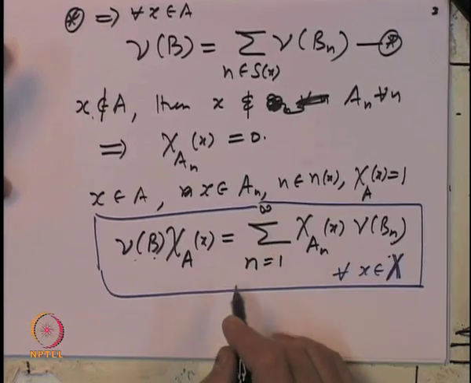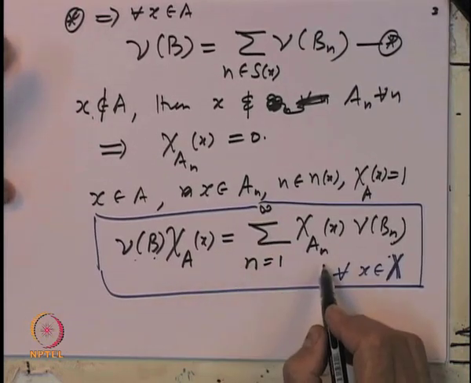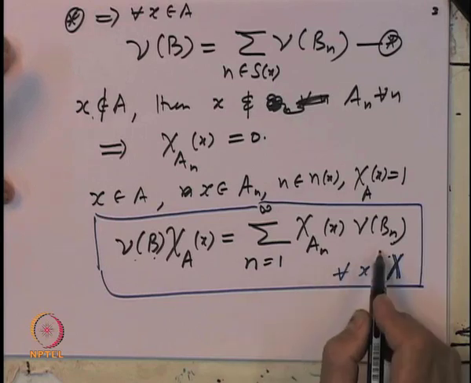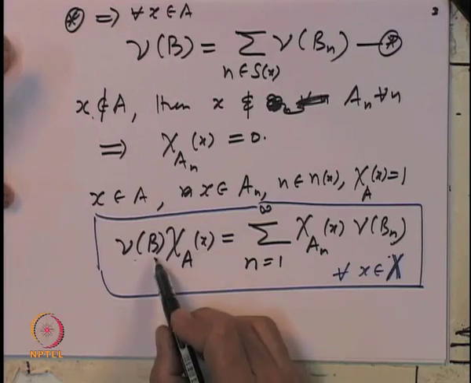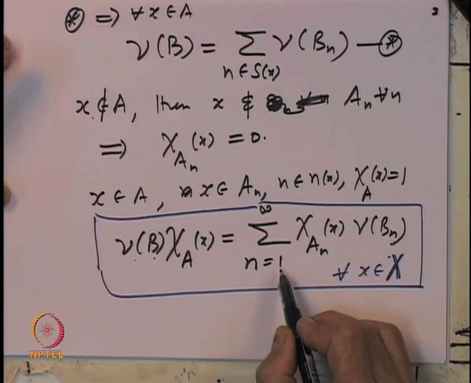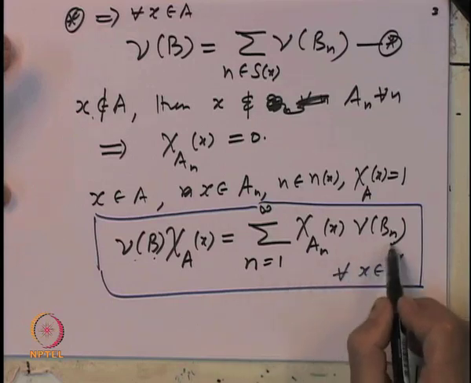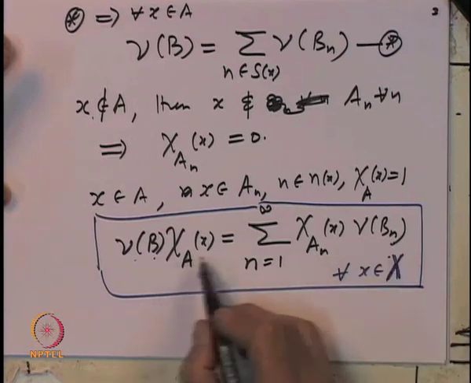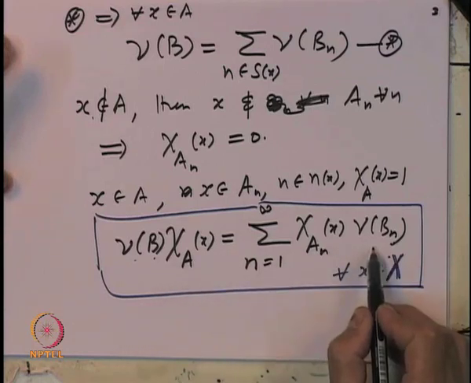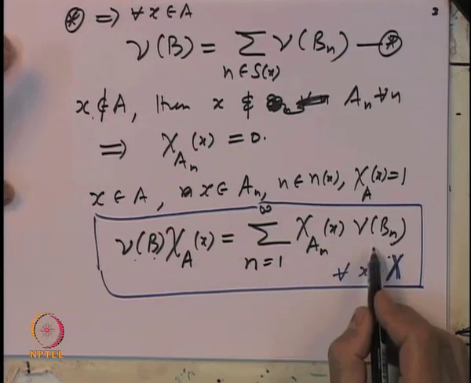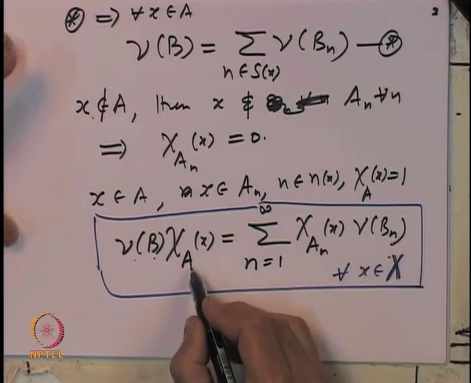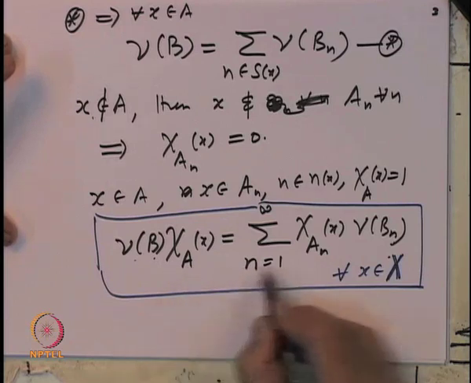So, this equation holds. So, this is the second crucial step in the argument, namely if A times B is a rectangle which is written as a countable disjoint union of rectangles A_n times B_n, then indicator function of A times nu of B is summation over n indicator function of A_n times nu of B_n. And this is an equation involving non-negative simple measurable functions on the measure space (X, A, mu).